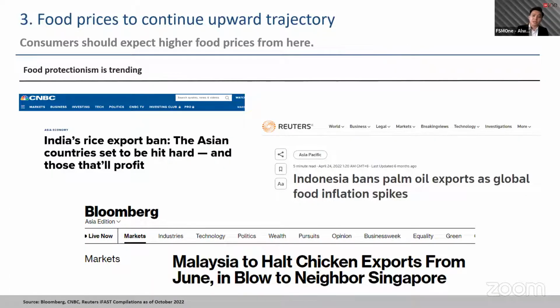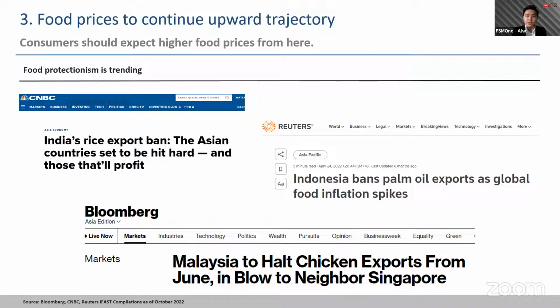Also, food protectionism has been a trend moving into this year, with more and more governments implementing food protectionism to safeguard their local supplies. For example, India, which is the largest rice exporter, has been discussing curbs on its rice exports to ensure that they have enough supply for their domestic needs. And this has caused Asian countries to be hit the most.